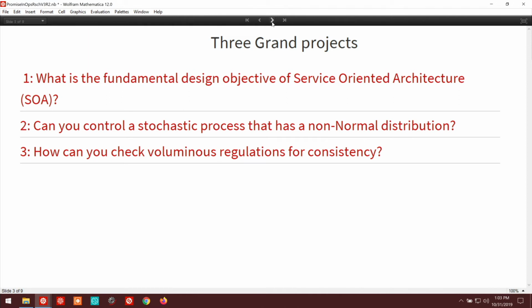And the third is, how can you check voluminous regulations for consistency? In order to do that, you have to locate text that talks about the same thing and then compare text in location A with text in location B. And we'll see how to do that. Again, this relies heavily on Mathematica.